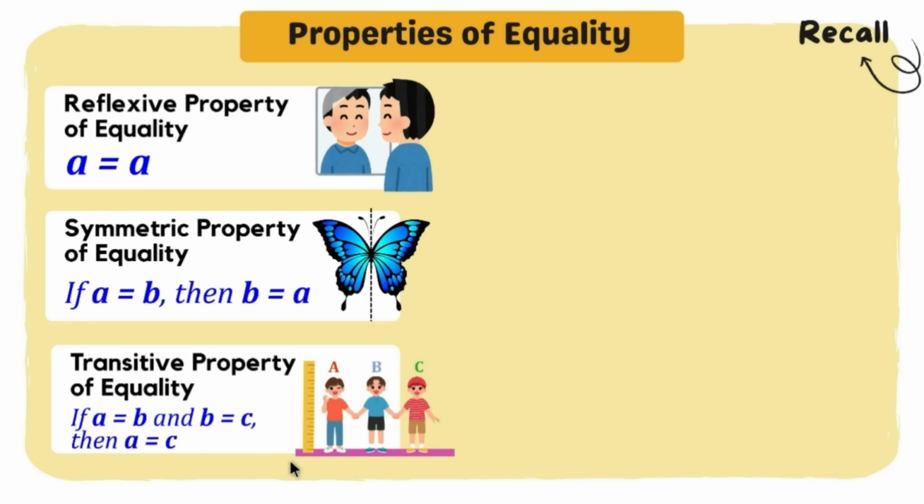Okay, katulad po dito sa ating example dito, we have here 3 boys with their height. If boy A and boy B have the same height, and B has the same height with boy C, ibig sabihin boy A and boy C also have the same height. Okay, that is the meaning of transitive property of equality.